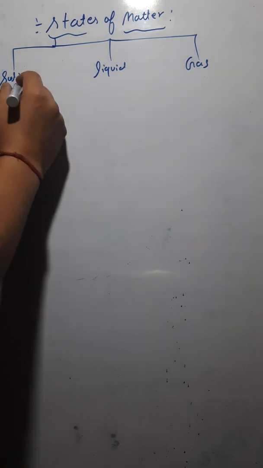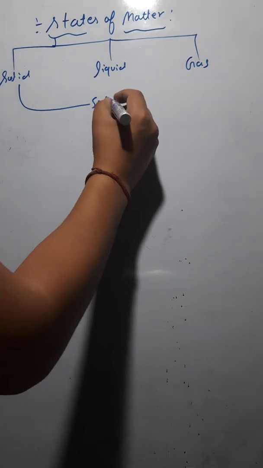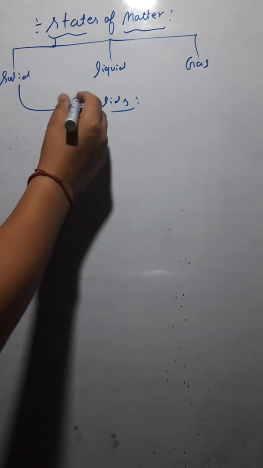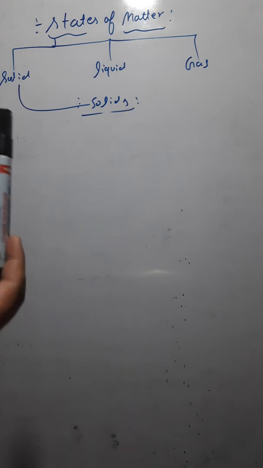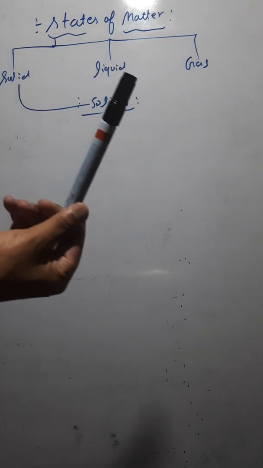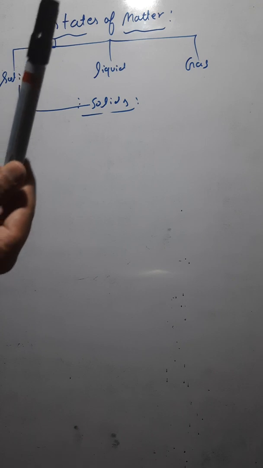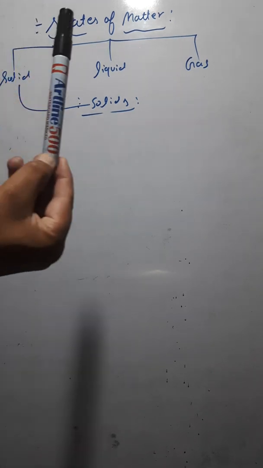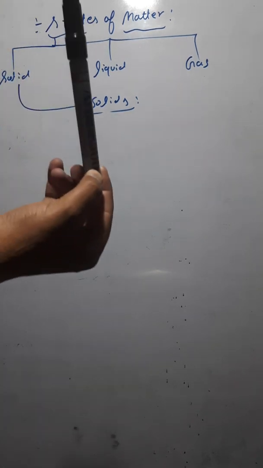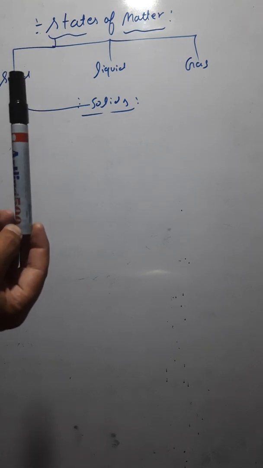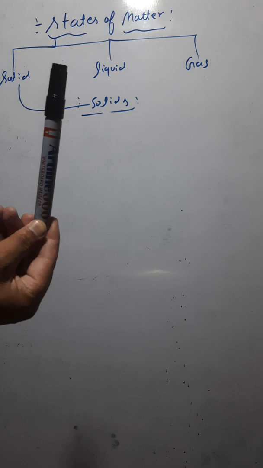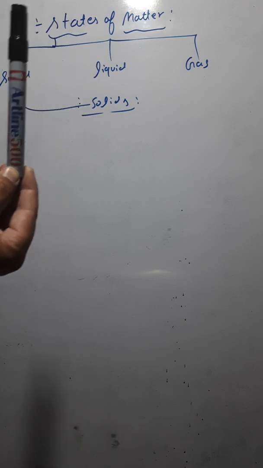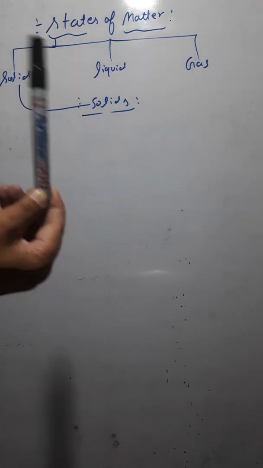First, we are going to discuss solids. What are solids? If I say this is a marker, this is a solid. How? It has some properties. What is the property? It has a definite shape. It is not going to change its shape ever. Today it is small, tomorrow bigger? No, it maintains its shape. So a solid has a definite shape.